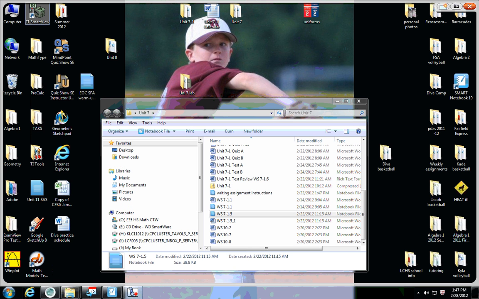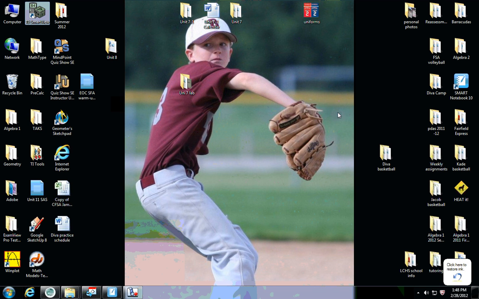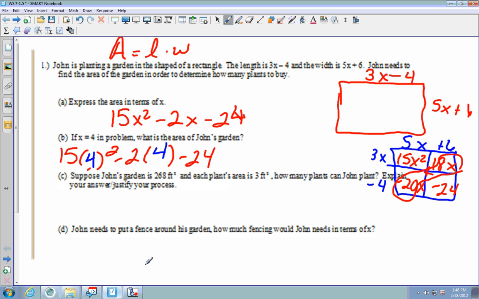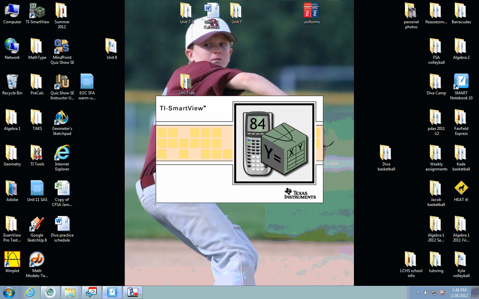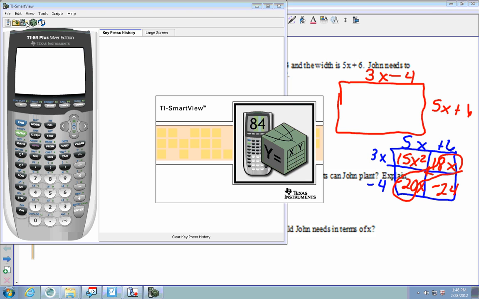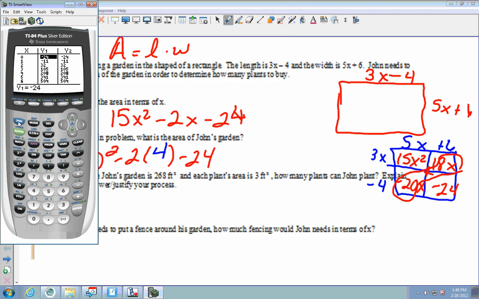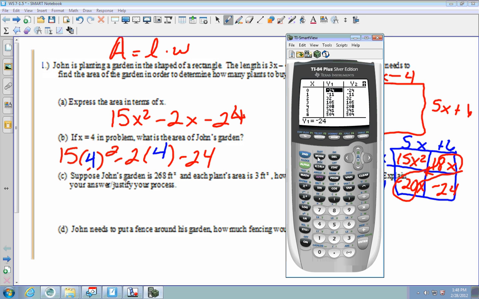Probably the easiest right now is to use the calculator. I'm going to go in here and put in the home screen 15 times 4 squared minus 2 times 4 minus 24 and press enter. So my answer, the area of the garden, is going to be 208.